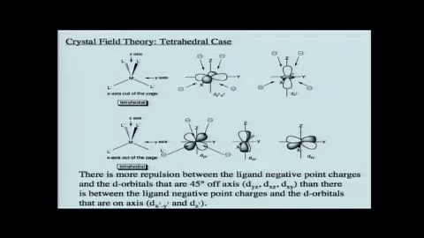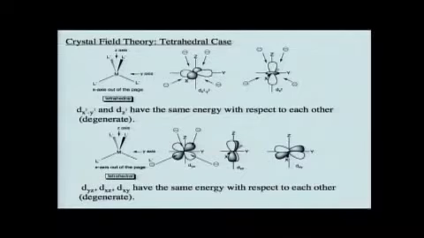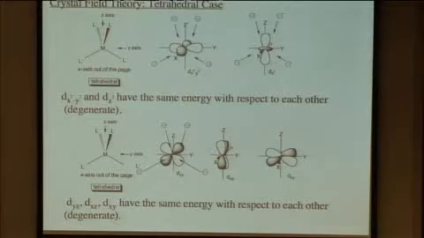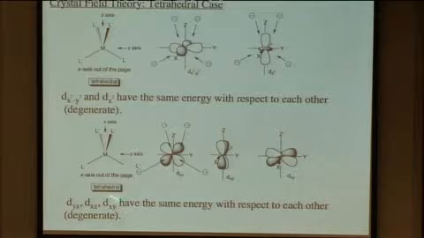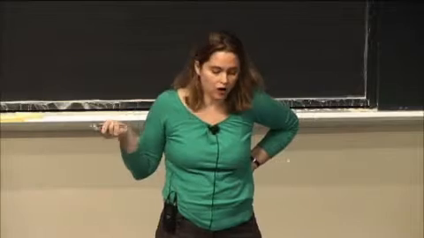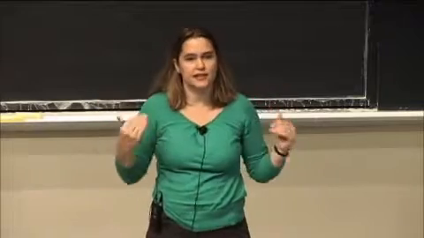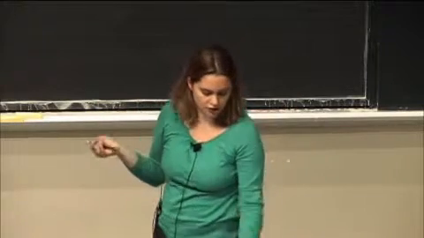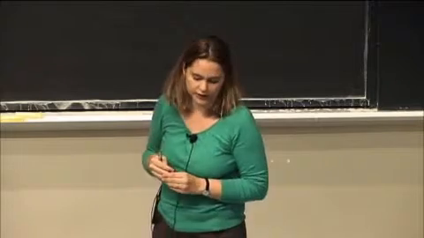So you have more repulsion between the ligands as negative point charges and the d orbitals that are 45 degrees off axis than you do with the two d orbitals that are on axis. So here, dx squared minus y squared and dz squared have the same energy with respect to each other. They're degenerate. And we have our dyz, dxz, and dxy, which have the same energy with respect to each other. They are also degenerate. So it's the same sets that are degenerate as with octahedral, but they're all affected differently.